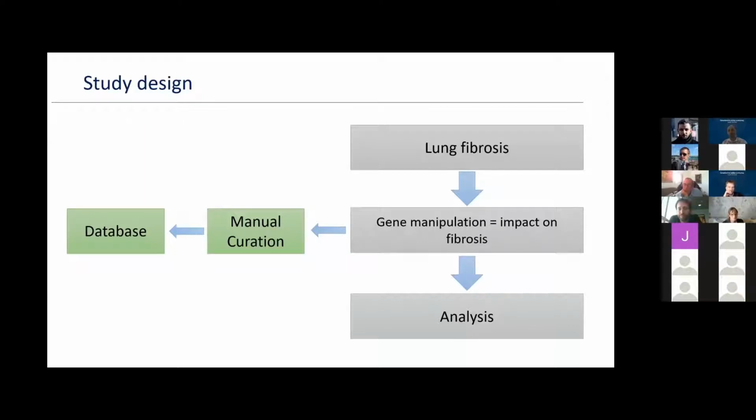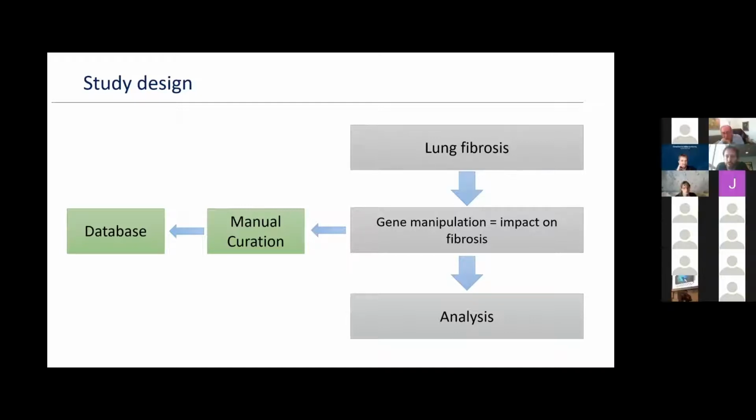And in this case, the functionality of genes was assessed as we did previously with longevity genes. If we manipulate a gene, is it going to affect the fibrosis outcome? And it can promote fibrosis, in which case we call it a pro-fibrotic gene, or reduce fibrosis, in which case we call it an anti-fibrotic gene.